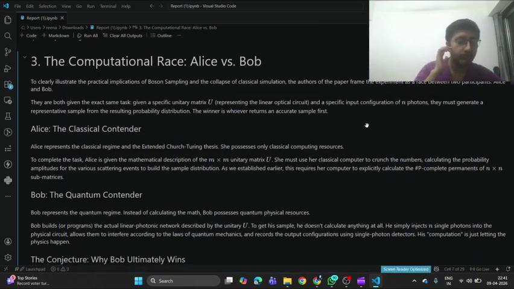Now, moving forward to clearly illustrate the practical implications of boson sampling, the author has framed the problem as a race between two participants, namely Alice and Bob. So, Alice is our classical contender, which works in the classical regime and represents the extended Church Turing thesis. Meanwhile, Bob is the quantum contender that works in the quantum regime, and instead of calculating the maths, Bob uses the physical quantum resources to efficiently calculate the probability of various scattering events.